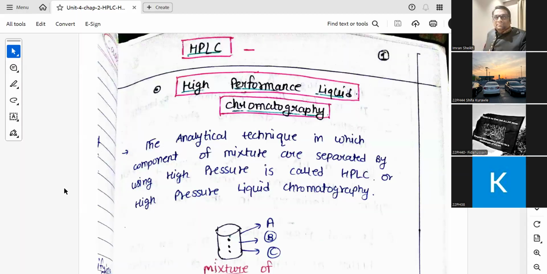Okay, so today we are going with a very important chapter, and probably the last chapter of your final year IMA. That is the very important one: high performance liquid chromatography.